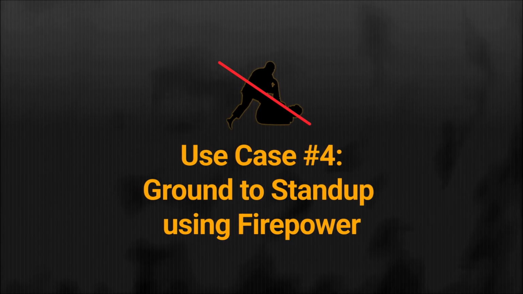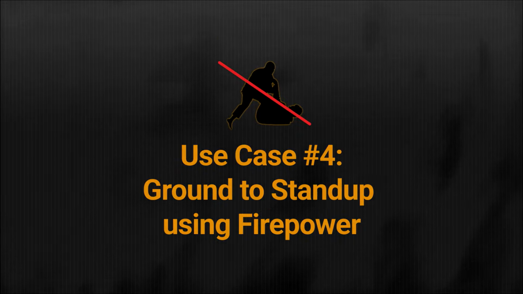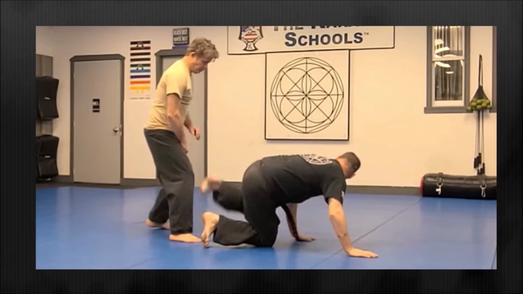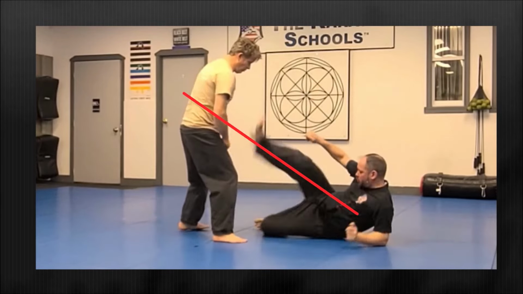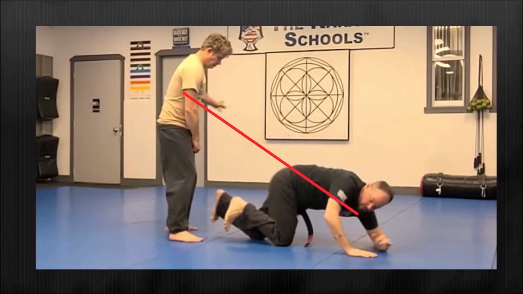Use case number 4. Ground to stand up using firepower. Jarrett is on his back, Scott is stand up. Jarrett uses firepower to fill the ground to stand-up pathway.